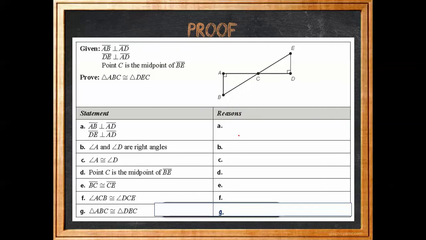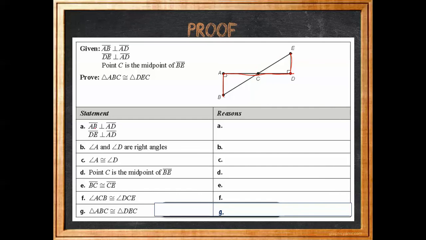The last thing that we're going to do here is a proof. Remember, for the proof we're looking at the statement, and then the reason is we're just asking, why is this statement true? Here we're given that AB is perpendicular to AD, and DE is also perpendicular to AB. And we're also given that point C is the midpoint of BE. From that, we're trying to prove that triangle ABC is congruent to triangle DEC.